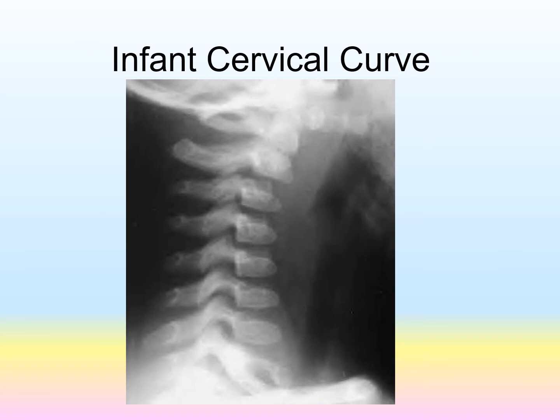One of the important things to remember when adjusting pediatric spines is that the infant and pediatric spine are not anatomically the same as an adult spine, and we must take these differences into consideration when adjusting the pediatric patient.